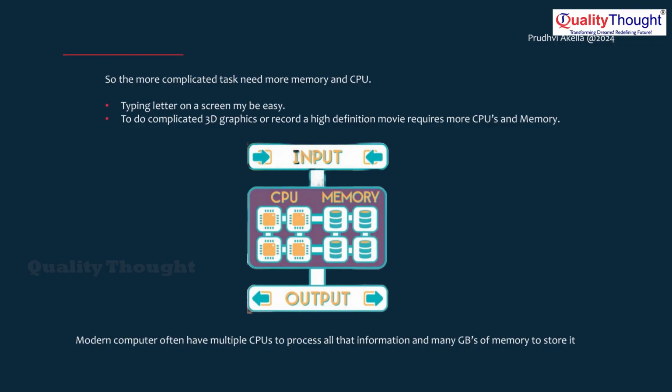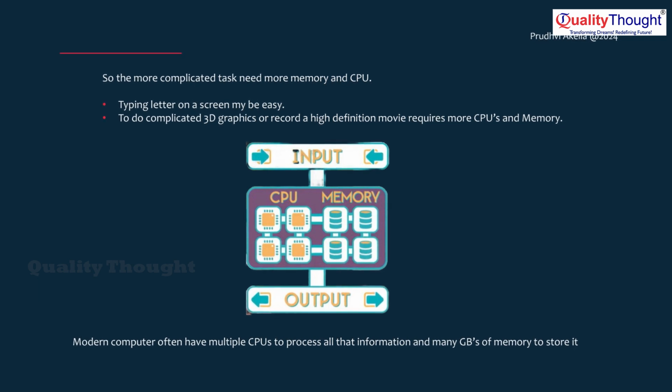The more complicated tasks need more memory and CPU. The CPU and the memory are the two important components of a computer, which decide the way a computer performs a particular task. Typing a letter on a screen may be the easiest task.